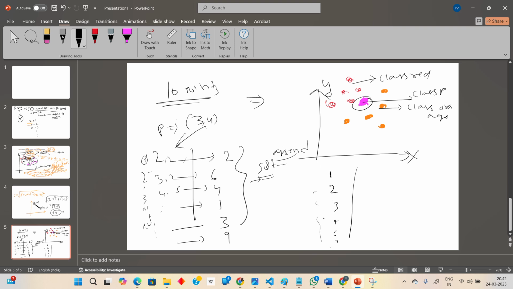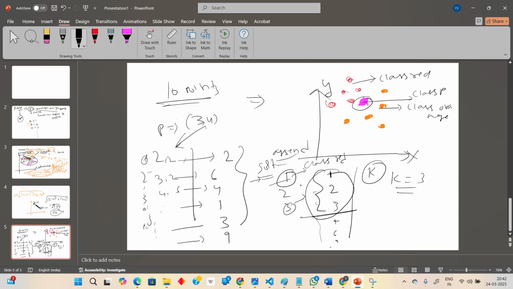Then we have to consider the K value. Let us consider K is equal to 3. Then we take the top 3. Out of these 3, again we have to define which class each distance belongs to. This particular one is class red. This distance 3 is class orange. This one is again class red. Out of 3 distances, class red are 2 and class orange is 1. Then which has the higher weightage? Red. So this point belongs to class red. Is this point clear?